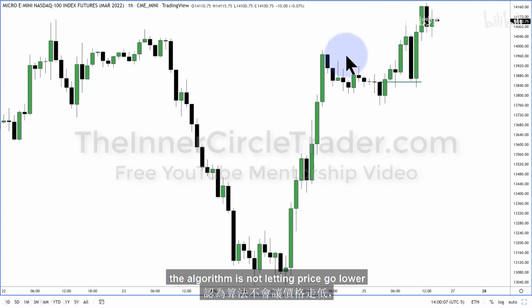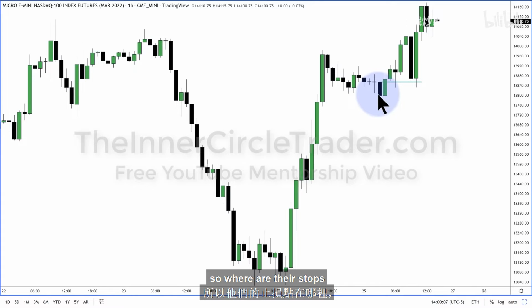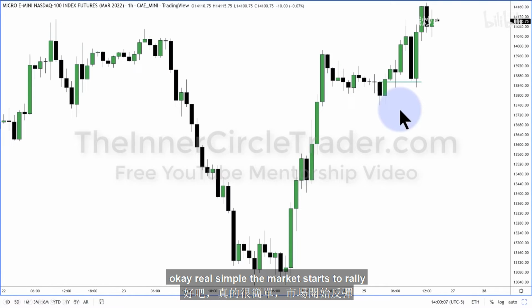So I'm thinking that the algorithm is not letting price go lower. So it's going after everyone that's been profitable going short. So where are their stops? They're over here. So we're just going to call it 14,110. Okay, real simple.